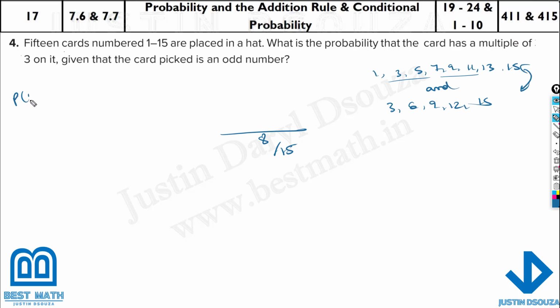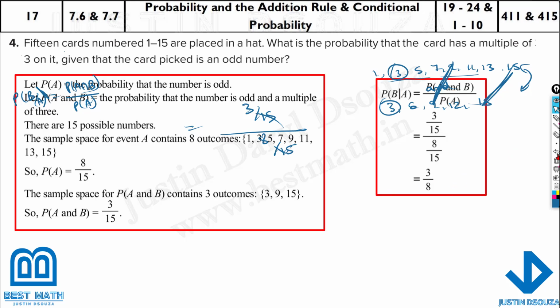The formula is the probability of B given A is P(A and B), where the inverted U is intersection, which means and. Both of them must be there. Then divided by the probability of A, the condition. So here we have 3, 9, 15. There are 3 out of 15 that are common. So it's 3 by 8. That's the final answer.